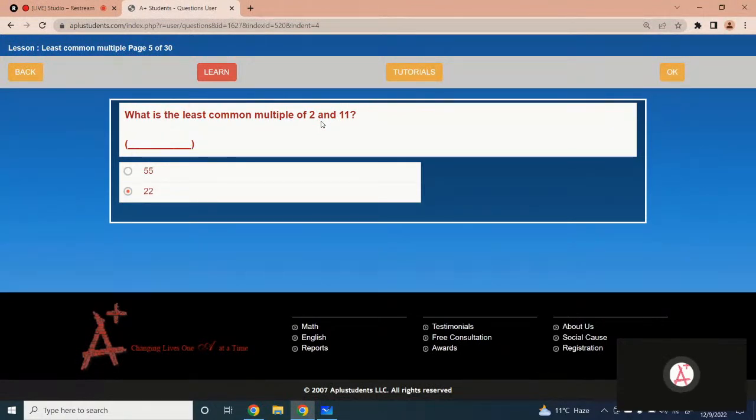Because they don't have anything common. You don't have 2 in the table of 11. 11 times no number equals 2. So simply multiply the numbers. Got it?